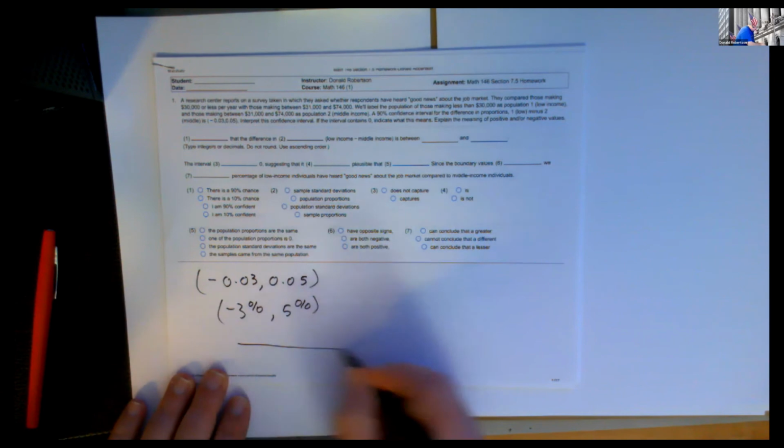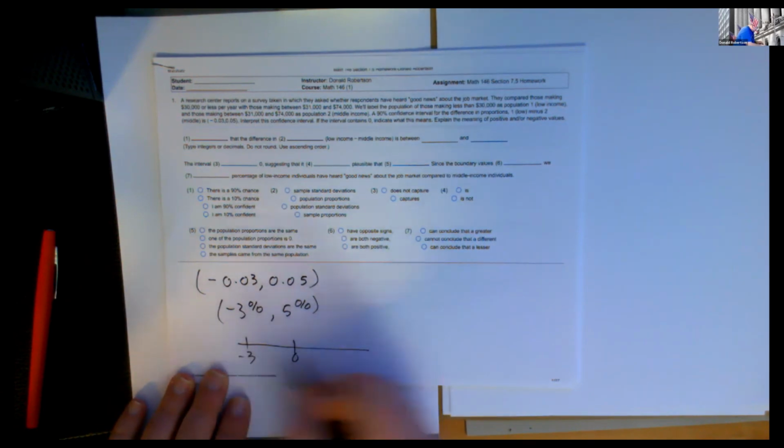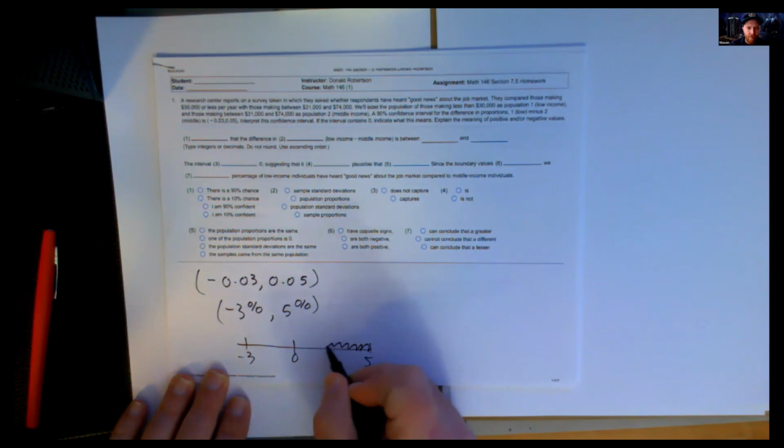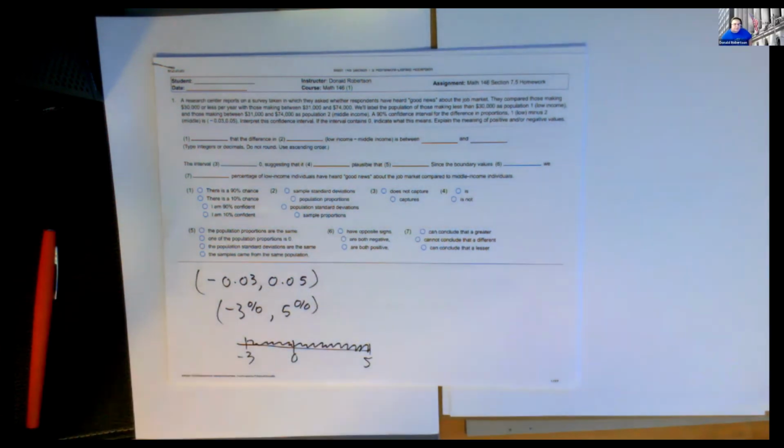And me personally, I think of where is 0? There we go. We're being asked to type integers or decimals. Do not round, use ascending order. So you're basically just filling in gaps here. This bit here, you're going to put in between -0.03 and +0.04. That's not really worth talking about. What's this? The percentage alone you've heard about the job market compared to.